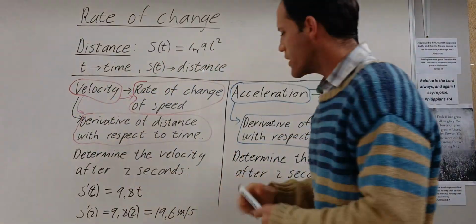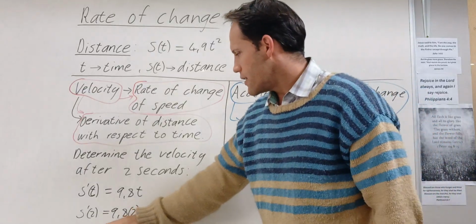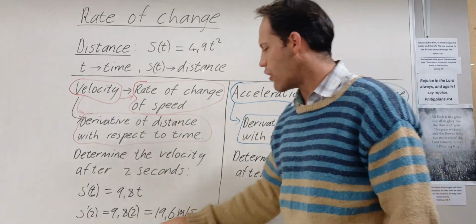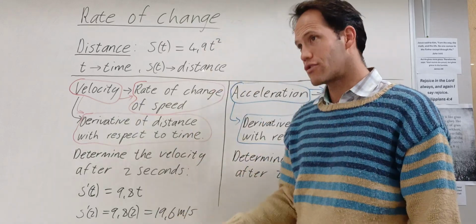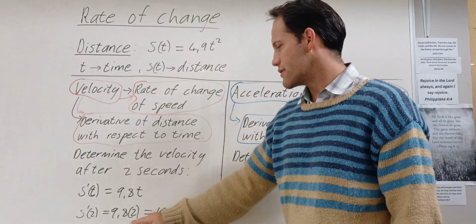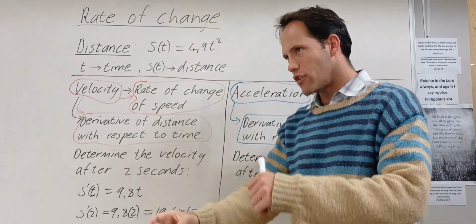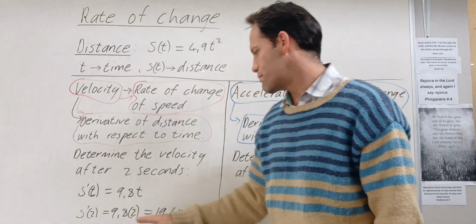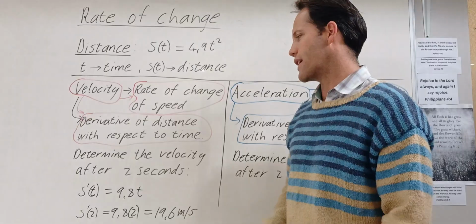Okay, so think about it. The velocity 19,6 meters per second. That's basically how fast the stone is traveling after 2 seconds. Remember, the stone is going to go faster and faster as it falls to the ground. But after 2 seconds, the speed will be 19,6 meters per second.